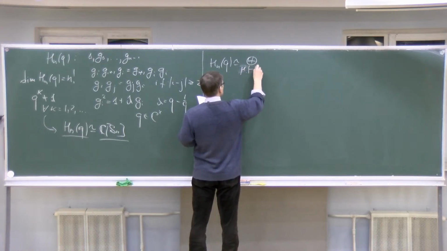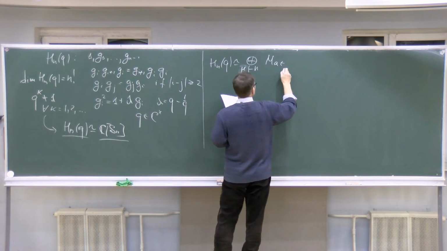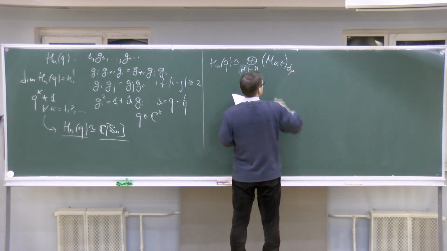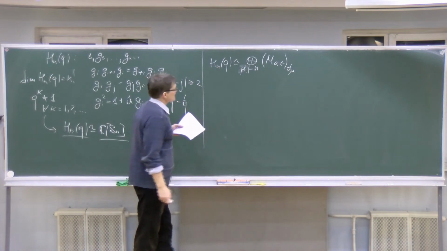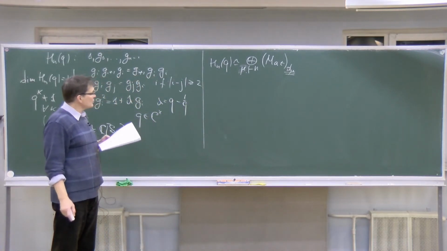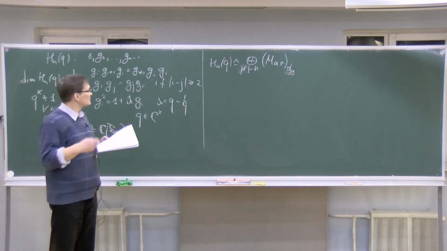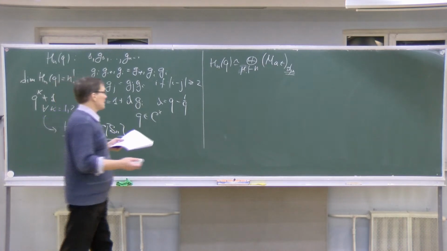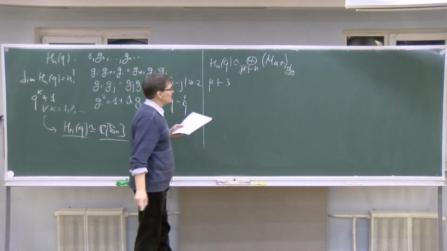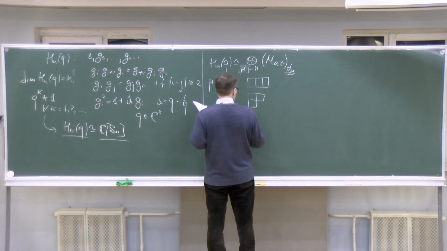Mu is a partition of n, and here is a matrix algebra. The dimension of the matrix, I denoted this dimension by symbol d mu, and this d mu means the number of standard Young tableaux corresponding to the diagram mu. If I have a diagram mu, for example, mu a partition of 3, I have, for example, the diagrams corresponding to partitions of these types.